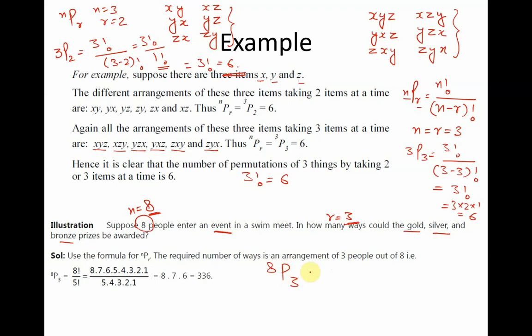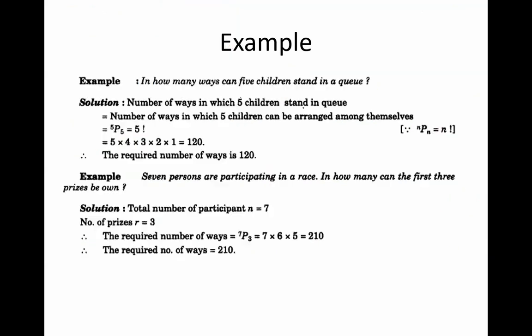8P3. So this is 8 factorial divided by (8 minus 3) factorial, which is 8 factorial divided by 5 factorial, which is 8 times 7 times 6 times 5 times 4 times 3 times 2 times 1 divided by 5 times 4 times 3 times 2 times 1. Now I can cross these out. So the remaining is 8 multiplied by 7 multiplied by 6, that is 336. So there are 336 possible ways in which a gold, a silver and a bronze prize can be awarded to 8 people. Right? Let's see some more examples.